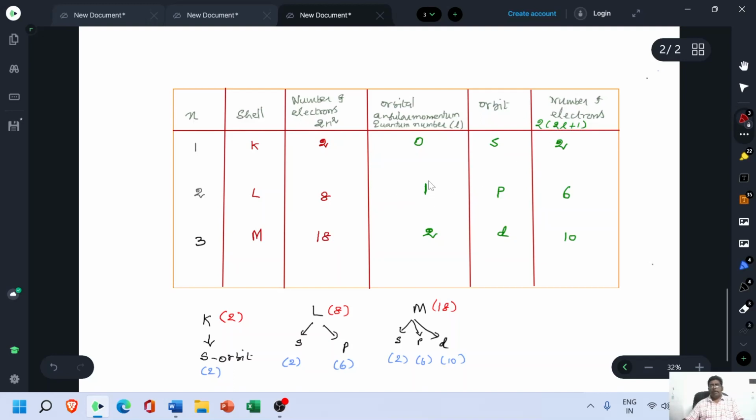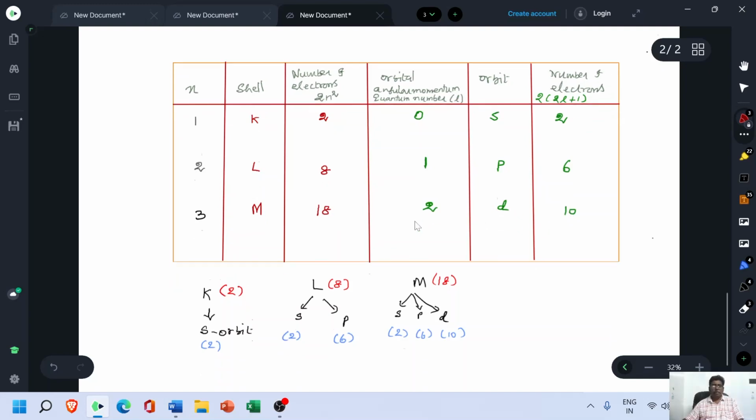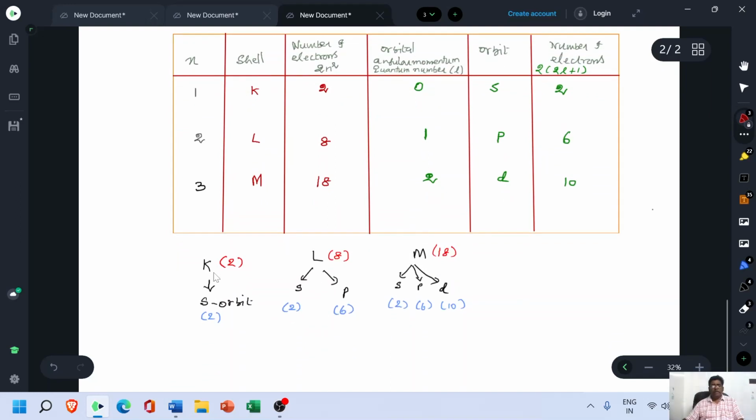If you put the small l, that is orbital angular momentum quantum number, equal to 1, that represents the p orbit. p orbit may contain 6 electrons. In the same manner, the d orbit can have 10 electrons. We may extend our process in the similar manner. Now consider this K shell. The maximum number of electrons in the K shell is 2.